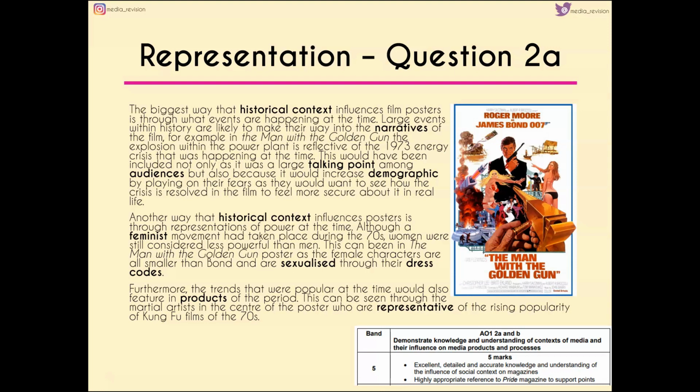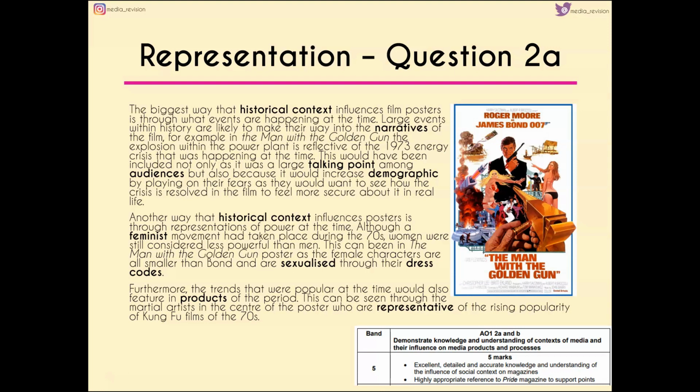So let's have a look at this then. The biggest way that historical context influences film posters is through what events are happening at the time. Large events within history are likely to make their way into the narratives of the film. So you can see how I'm talking generally and quite broadly about historical context. Now let's bring in that evidence.